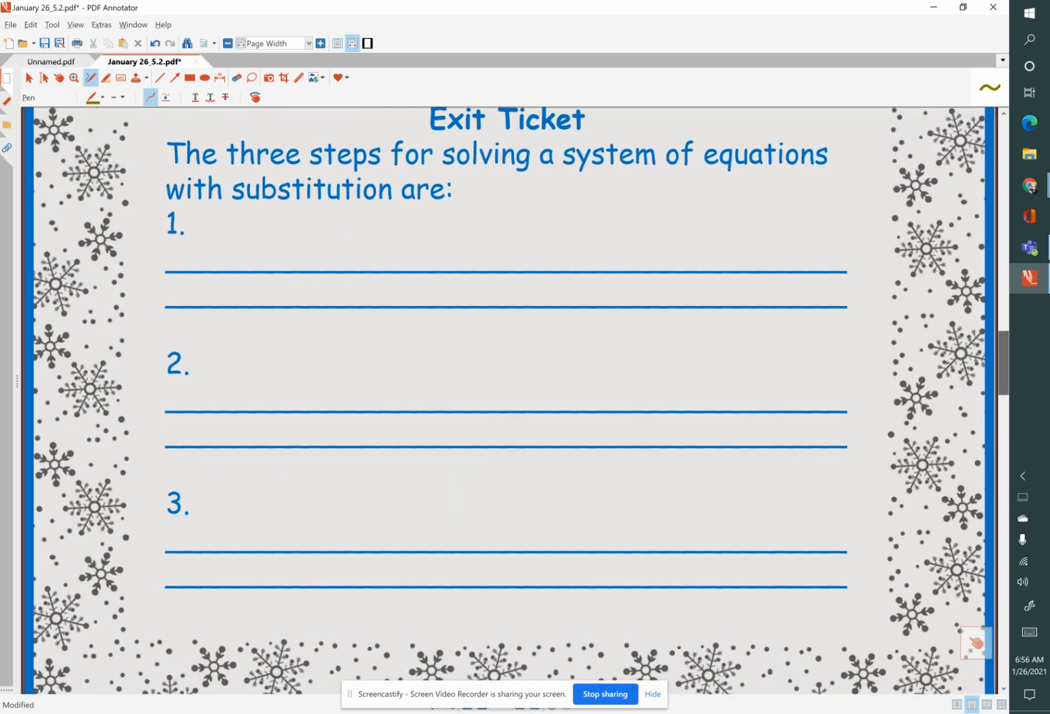So let's go ahead and work with our exit ticket. Let's get these steps down in our memory. So step 1, okay, is solve one equation for x or y. The second step is substitute this expression into the other equation and solve for the variable.